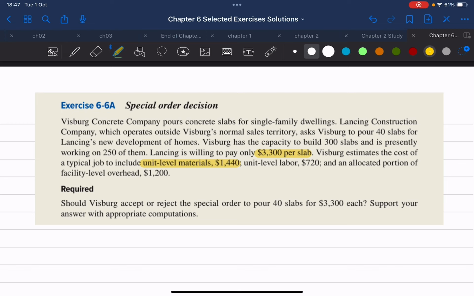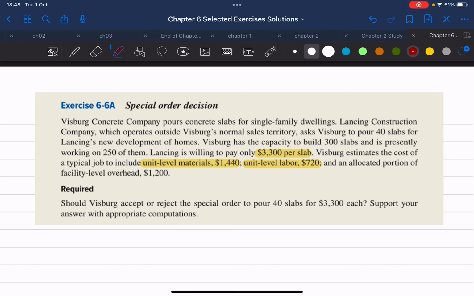And unit level labor, are we still going to pay some workers to do that job? Of course, yes. So we're also going to incur this, right? So this is part of our avoidable costs. And finally, an allocated portion of facility level overhead of 1,200. Now, this particular cost is not really avoidable, as we discussed in our class example.